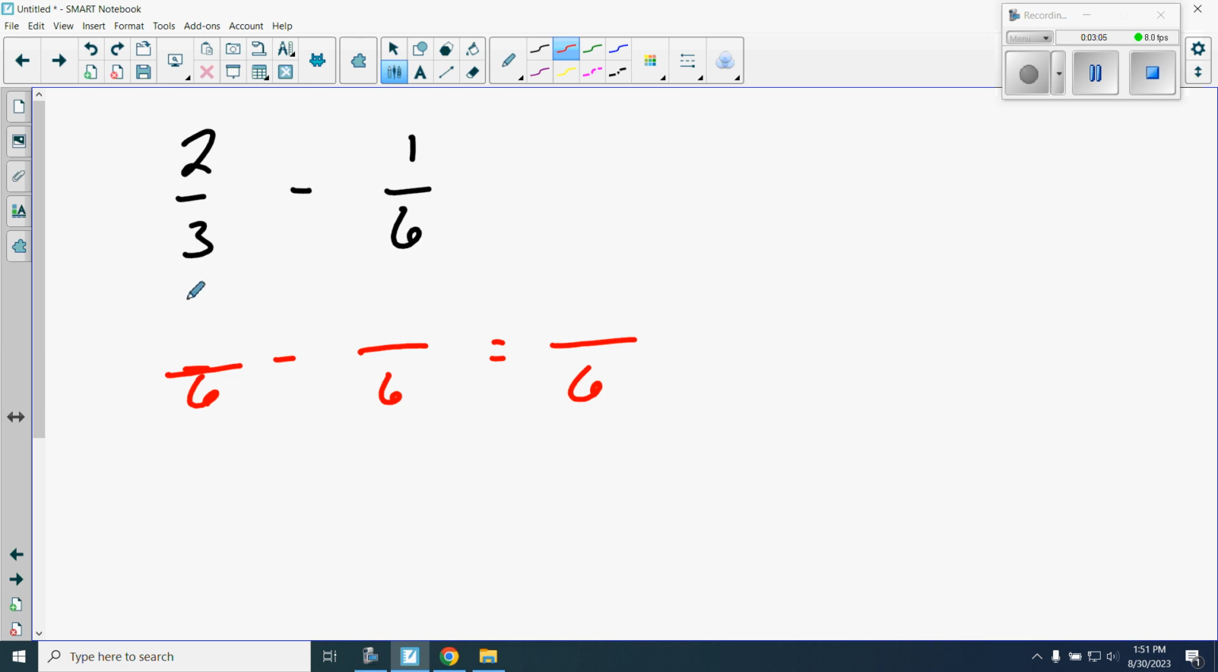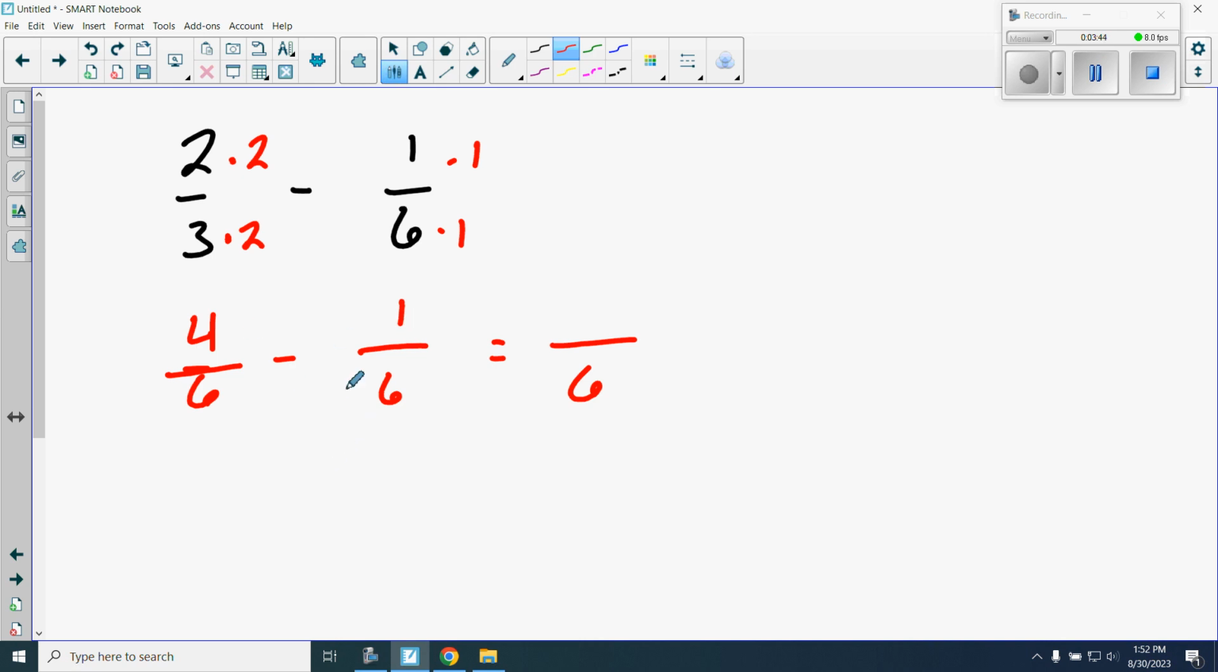Now, our goal is to rebuild these numbers as equivalent. So 3 is not equal to 6, but I took 3 times 2 to get 6. To make this 2/3 fraction equivalent, I have to take the bottom times 2. I must also take the top times 2, and 2 times 2 is 4. So now my original 2/3 is equivalent to 4/6. Over here, it didn't change, so I took it times 1. If it's not going to change, then my top number is not going to change, or I take it times 1.